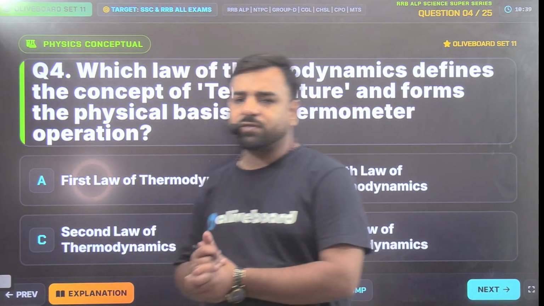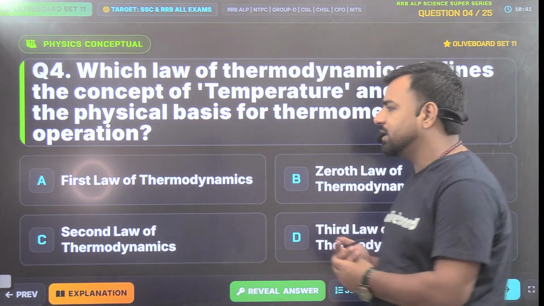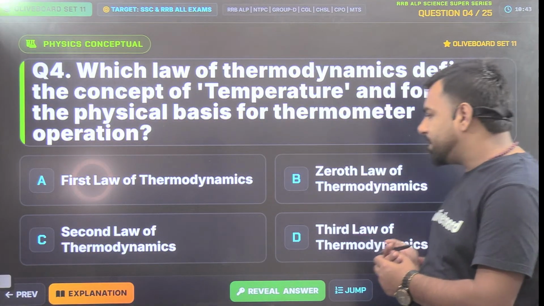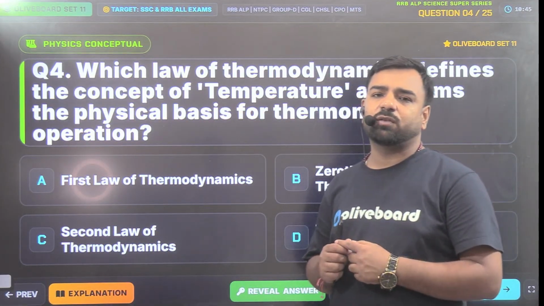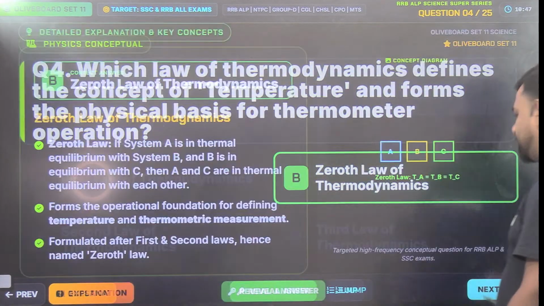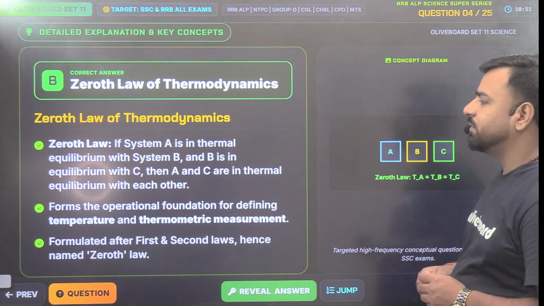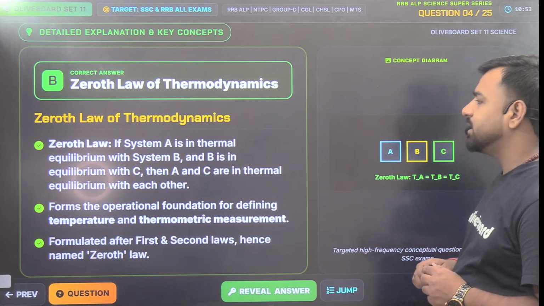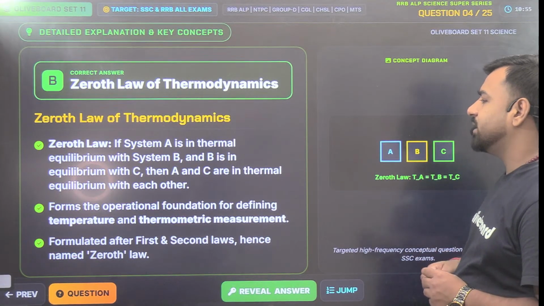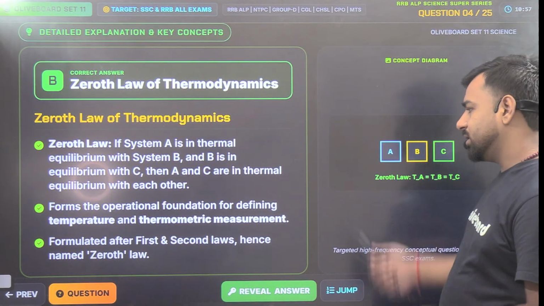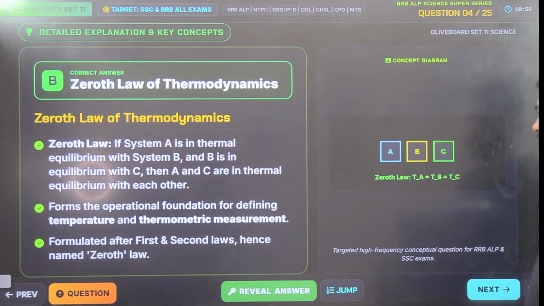So Ankita is the first one to answer it, and according to Ankita, the answer is first law of thermodynamics. But here the correct answer will be zeroth law of thermodynamics. The answer will be option number B. Zeroth law states that if system A is in thermal equilibrium with system B and B is in equilibrium with C, then A and C are in thermal equilibrium with each other. Here, correct answer was B.